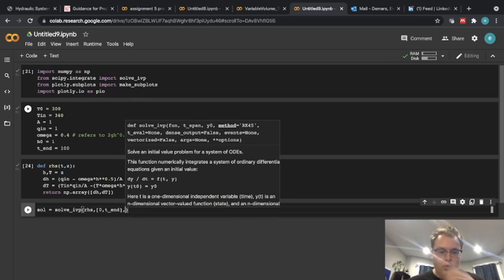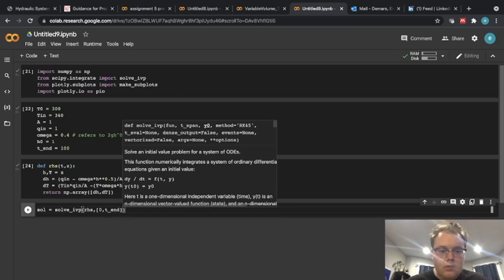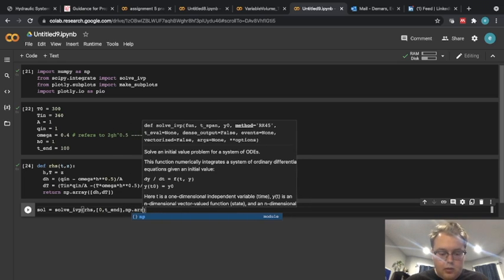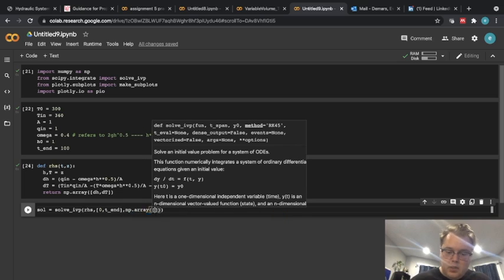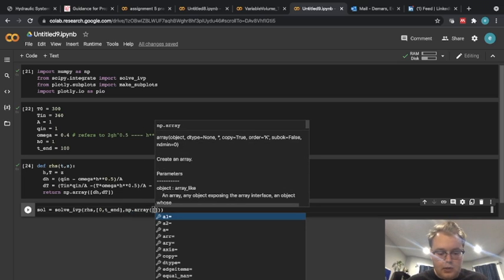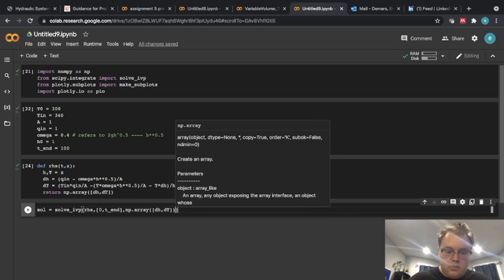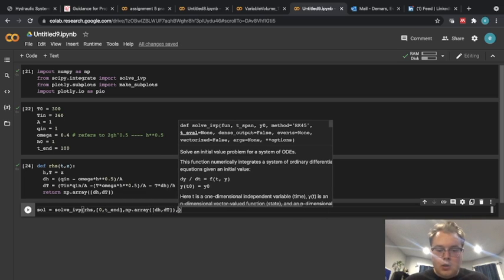And now it's asking for a Y0. So I just gave it my T span. Now it should be asking for a Y0, which is my numerical Python array of DH and DT. So np.array of DH, comma, DT.